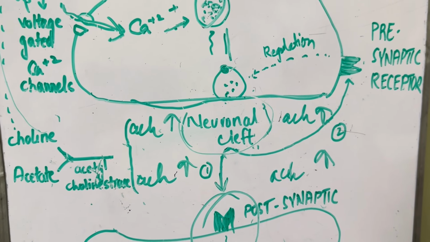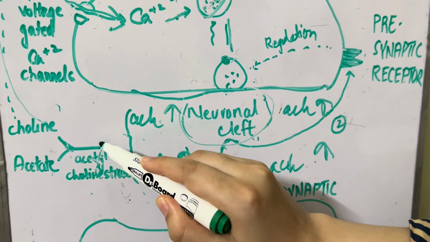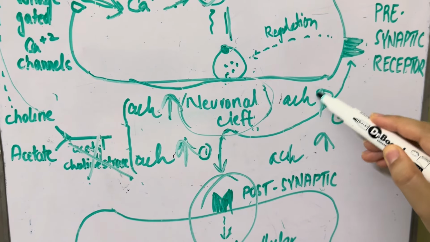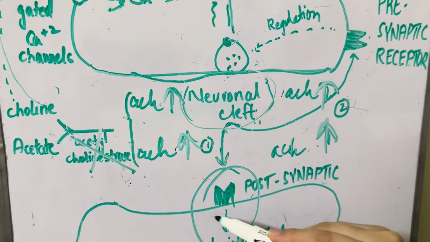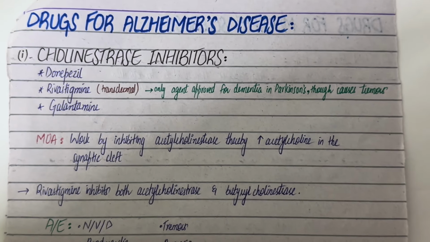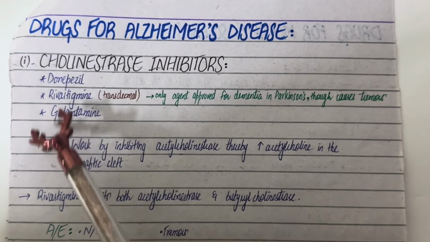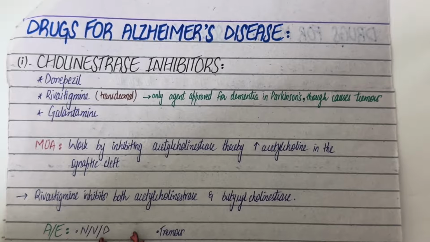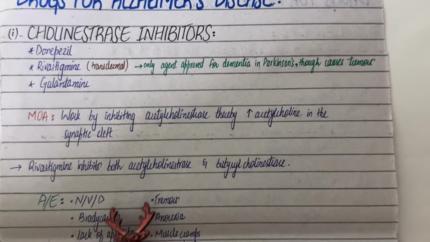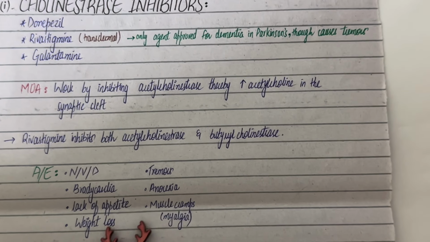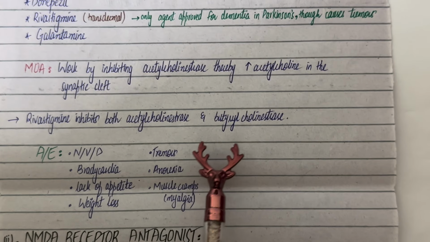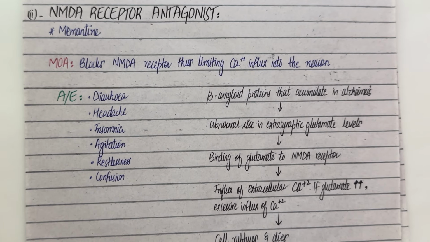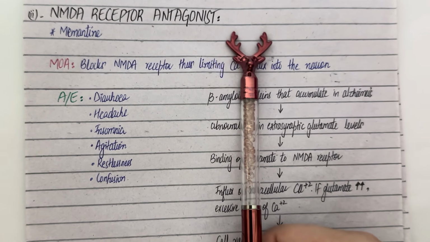How the cholinesterase inhibitors work is that they inhibit the acetylcholinesterase, thus more of the acetylcholine is present in the neuronal cleft and more is attached to the postsynaptic receptor. Now the drugs included are donepezil, rivastigmine, galantamine. The adverse effects are nausea, vomiting, diarrhea, bradycardia, lack of appetite, weight loss, tremors, anorexia, and muscle cramps known as myalgia. The next class of drugs is NMDA receptor antagonists.